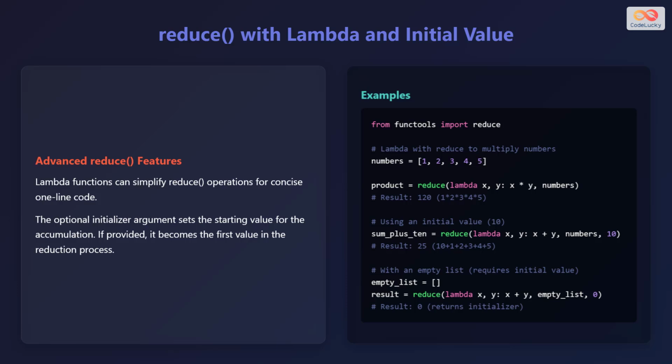Finally, let's look at what happens when we use reduce with an empty list. If the list is empty, reduce requires an initial value. The result is simply the initial value itself.